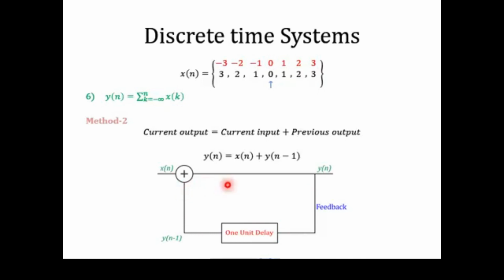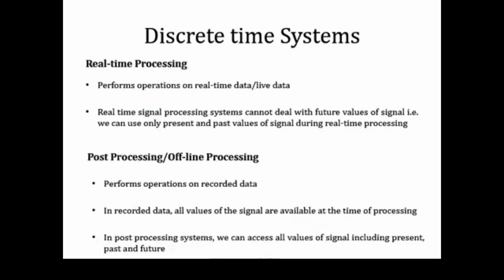So in this system, which is y of n is equal to x of n plus y of n minus 1, we have implemented an accumulator, and the order of this system is 1 because the maximum amount of shift in this equation is 1. So this is the first order accumulator where we have used feedback in this implementation.